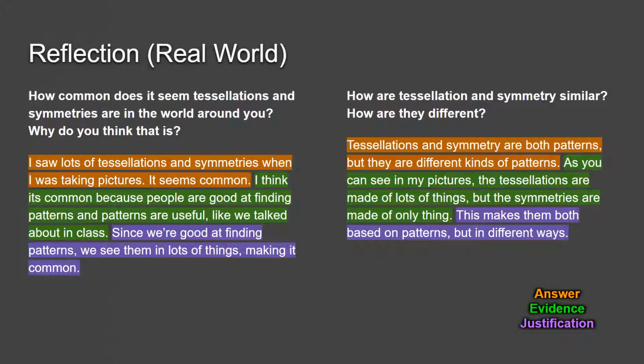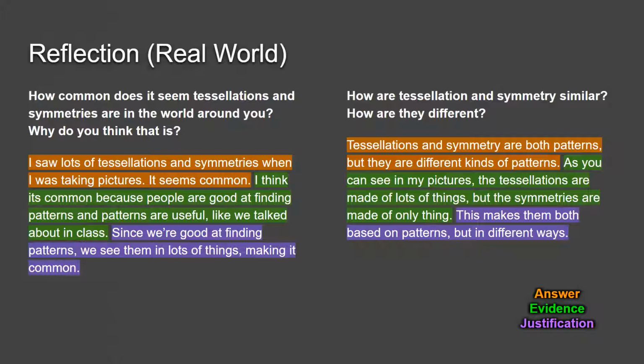If you had just told me tessellation and symmetries are both patterns, but they're different kinds of patterns, I don't know what evidence you have to support that answer. Okay, I don't know what patterns you saw or what you saw that made them different, right? Give me the evidence. So that's when I add the evidence. As you can see in my pictures, right, directing you to check out the pictures, tessellations are lots of things, symmetries are one thing, right? So that would be my evidence. Now I need to make it explicit.